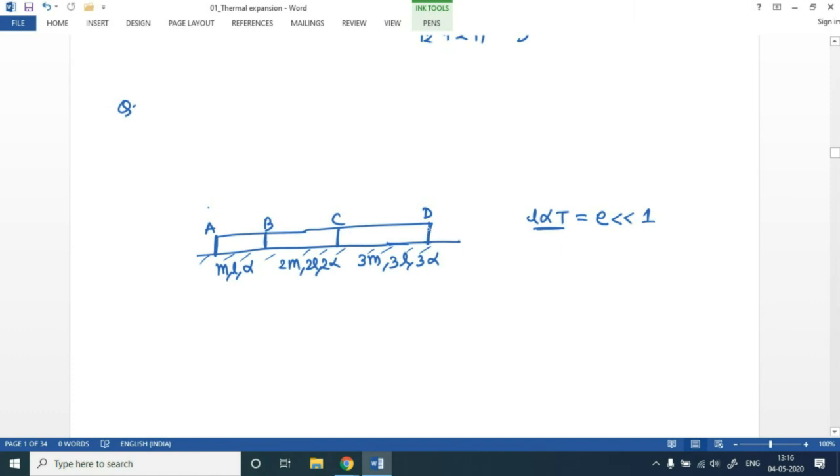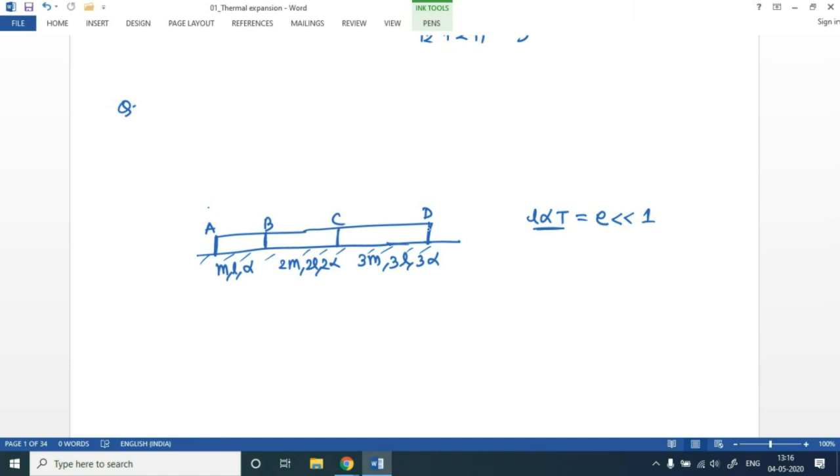These two things we have to find out. So how are we going to approach this problem? The key idea to solve this question is, although these rods will be expanding due to thermal expansion, only the internal forces will be responsible for the expansion, and due to the internal force, the acceleration of center of mass will be equal to 0, velocity of center of mass will be equal to 0.